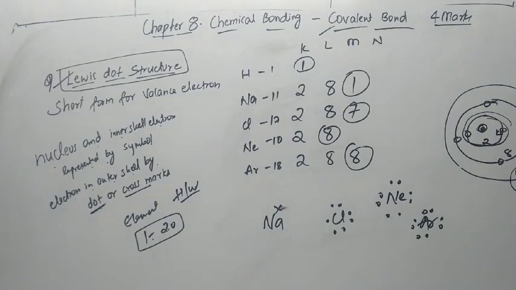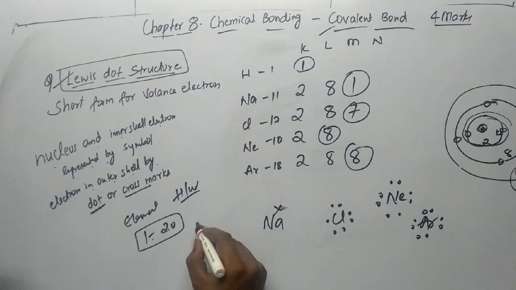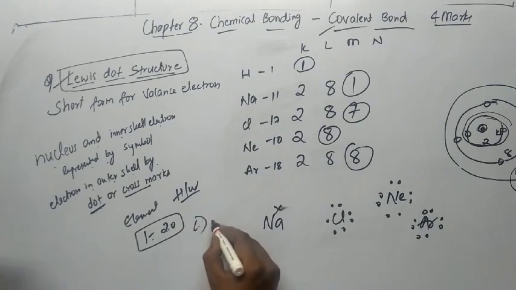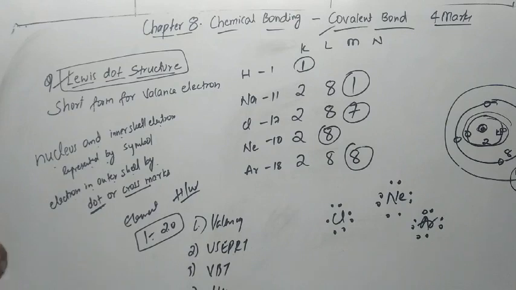Okay, so next topic, in the covalent bond you have 3 topics. So covalent bond, first one you have valency theory, next VSEPR theory, next VBT theory, and fourth one is VBT theory with hybridization.